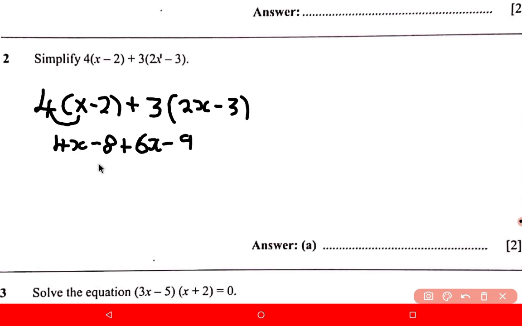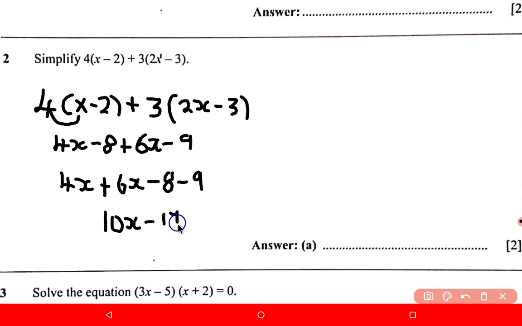Here we collect like terms, 4x and 6x. So you have 4x plus 6x. Then you have negative 8, negative 9. 4x plus 6x, that is 10x. Minus, that is 17, because when you have different signs you add, and this cannot be simplified any further.